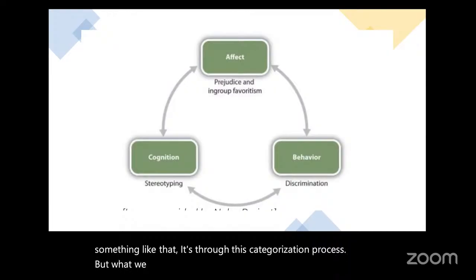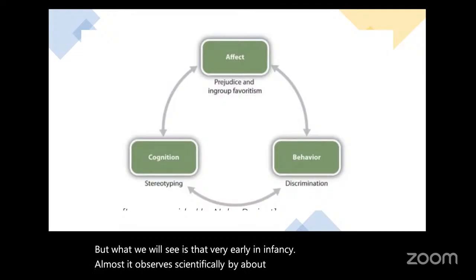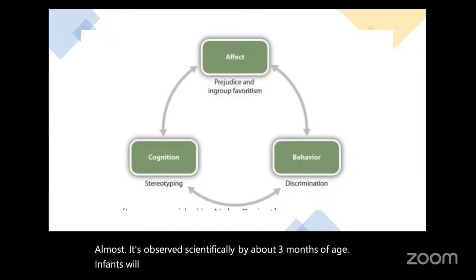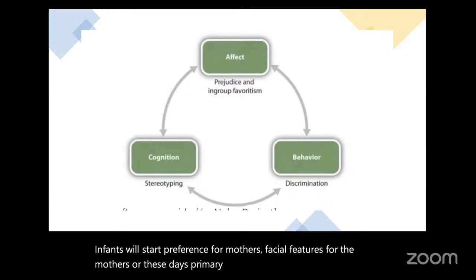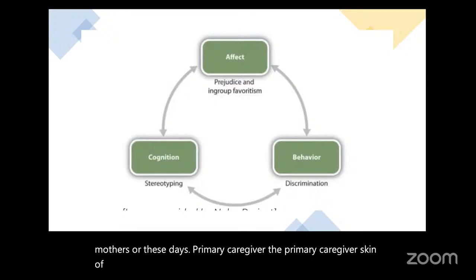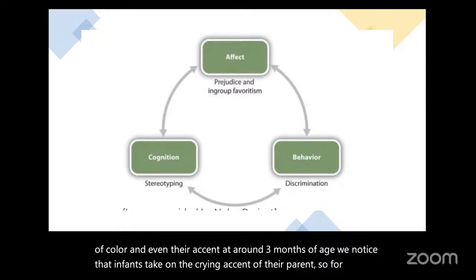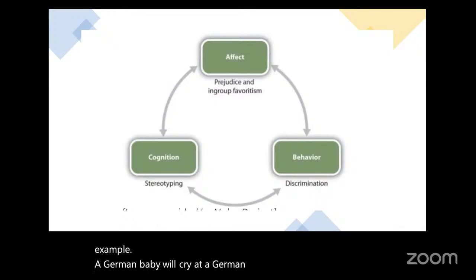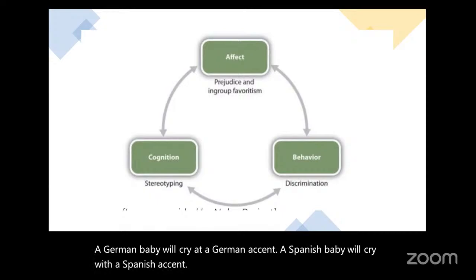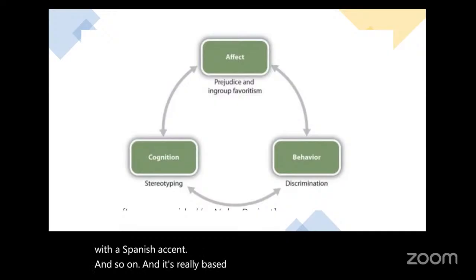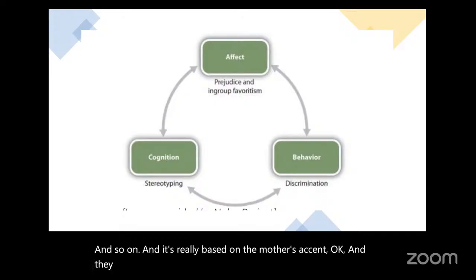But what we will see is that very early in infancy, it's observed scientifically by about 3 months of age, infants will start to show preference for mother's facial features, or these days the primary caregiver's, the primary caregiver's skin color, and even their accent. At around 3 months of age, we notice that infants take on the crying accent of their parent. So, for example, a German baby will cry with a German accent, a Spanish baby will cry with a Spanish accent, and so on. And it's really based on the mother's accent. Okay. And they start to discriminate between those features and features of people entering their world.